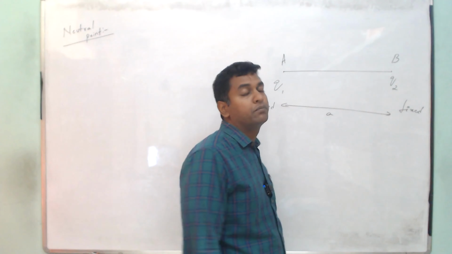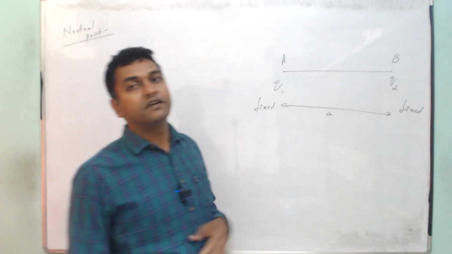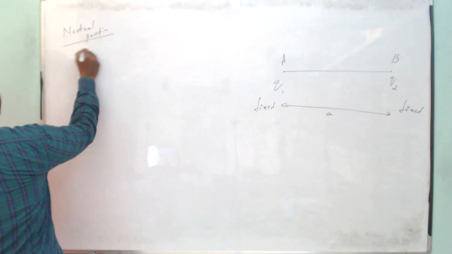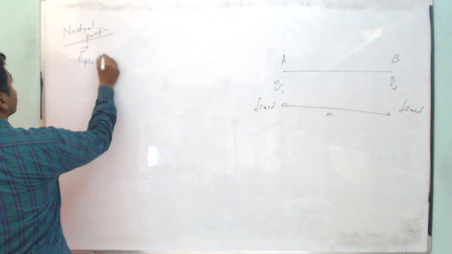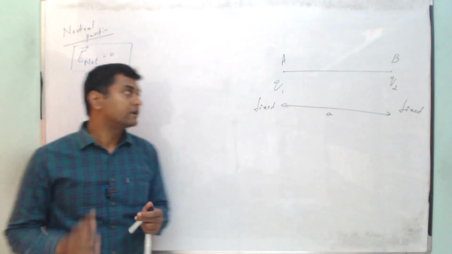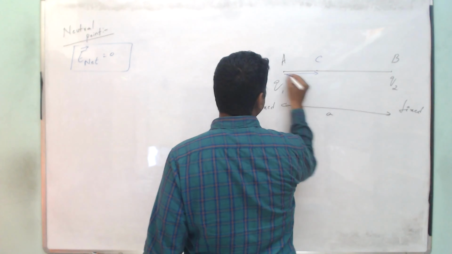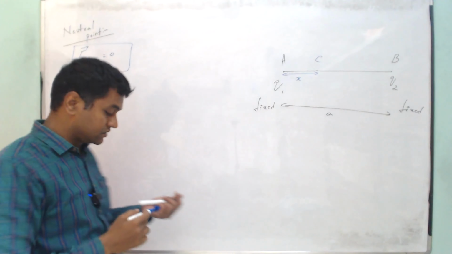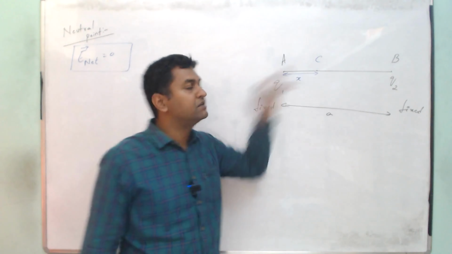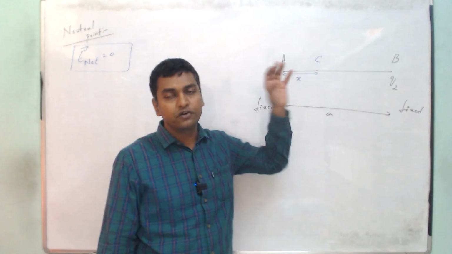Now I want to find a point along the line AB, on the line AB, where the net electric field is 0. That point I am calling the neutral point. So what is a neutral point? A neutral point is a point where my net electric field is 0 due to both the charges Q1 and Q2. Let us take that point to be C, somewhere over here, at a distance of x from A towards B. Let C be the point where the net electric field is 0, or you can say that is the neutral point.